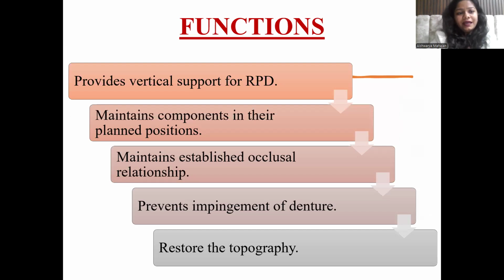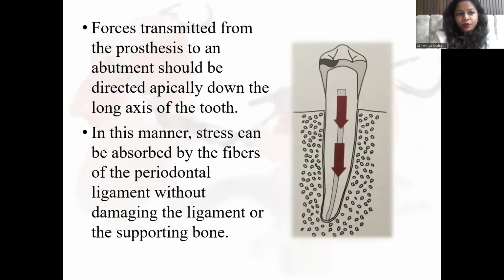Now the function: it provides vertical support for the RPD. It maintains components in their planned position. It maintains established occlusal relationship, prevents impingement of the denture, and restores the occlusal topography. The forces transmitted from the prosthesis to an abutment should be directed apically, downwards along the long axis of the tooth, like this. In this manner, stress can be absorbed by the fibers of the periodontal ligament without damaging the ligament or the supporting bone.